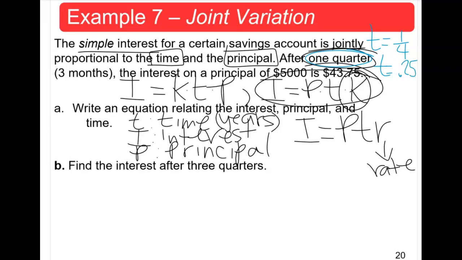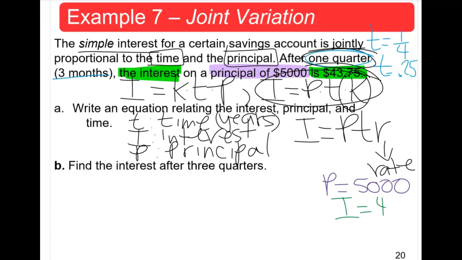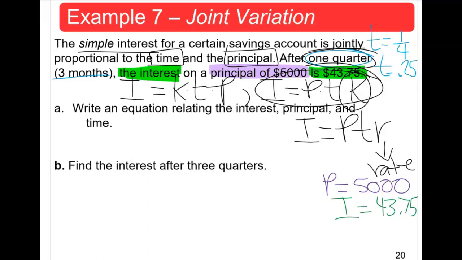Or 3 months. The interest on a principal of 5,000. So here the principal is 5,000, so P is equal to 5,000. And then the actual interest is $43.75. I'm going to erase this here so I can do the first part of the problem there. We're going to replace the principal with 5,000, the interest with 43.75, and the time with 0.25. And we're going to do that to solve for K.